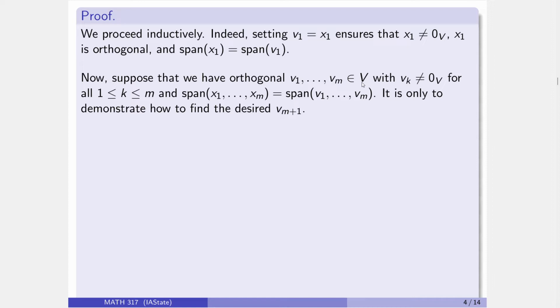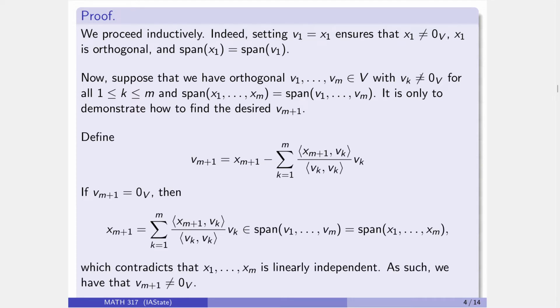Now the induction hypothesis. Suppose that we've constructed m orthogonal things, all of them non-zero, and the span of all of them coincides with the span of the original list of linearly independent things x1 to xm. So the only thing I need to do is tell you how to make v_{m+1}. I need to construct a v_{m+1} that is non-zero, orthogonal to v1 to vm, and the span of v1 to v_{m+1} is the same as the span of x1 to x_{m+1}. Okay, so how do we make it?